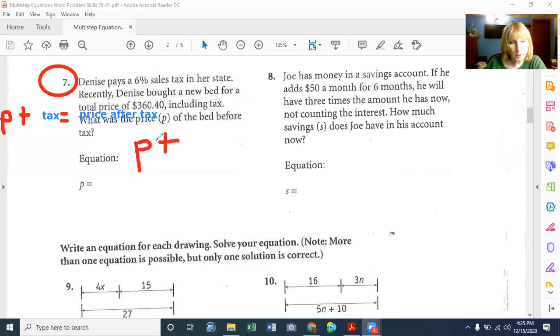How do I figure out the tax on something? Well, I've got a 6%. How do I change 6% to a decimal? I move the decimal 2 places to the left, right? So that would become 0.06 times what? Times the original price, right? So times P, which we don't know, so we call it P. And that's going to equal, what does that equal? That equals the total price, or the price after tax. So 360.40.